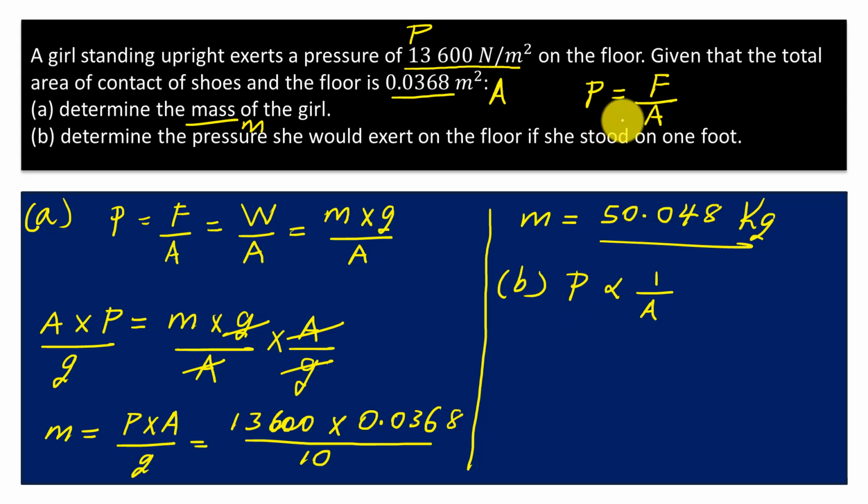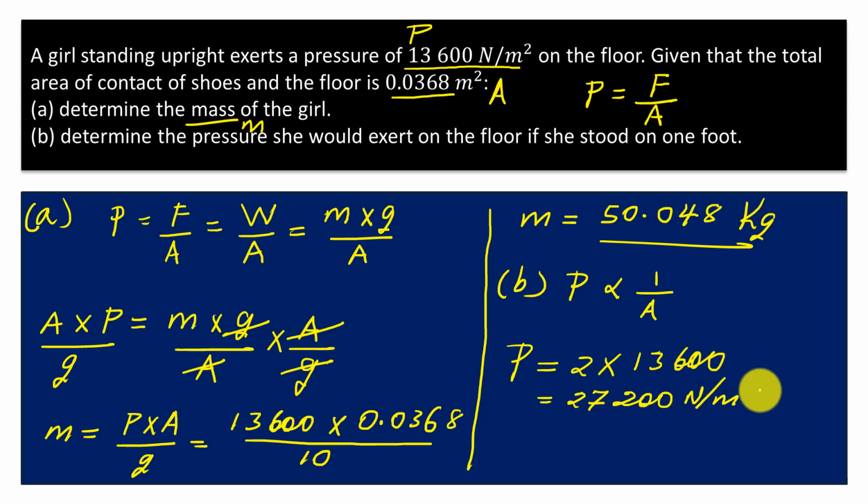And because you can see that we've been given the pressure as 13,600, we immediately know that the new pressure when the area is halved will be double. So it will be twice this value, 13,600, and we get 27,200 newtons per meter squared as the new pressure. The pressure has doubled because the area has been halved.